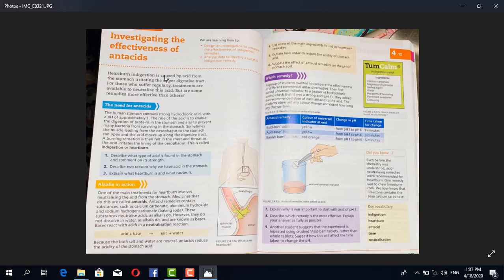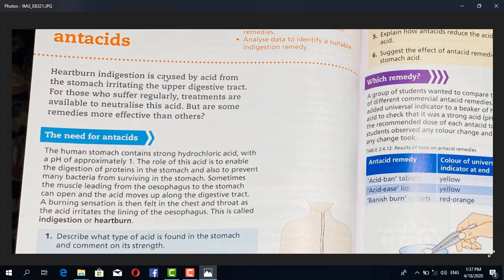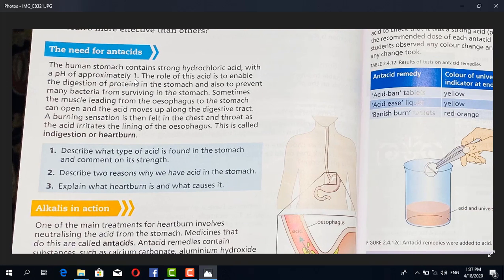Investigating the effectiveness of antacids. As we all know, we use antacids, which are mainly alkalis, to neutralize the acid coming from the stomach and causing heartburn. Heartburn is caused by acid from the stomach irritating the upper digestive tract, like the esophagus. For those who suffer regularly, treatments are available, like Rennie antacid tablets, or Gaviscon as a syrup.